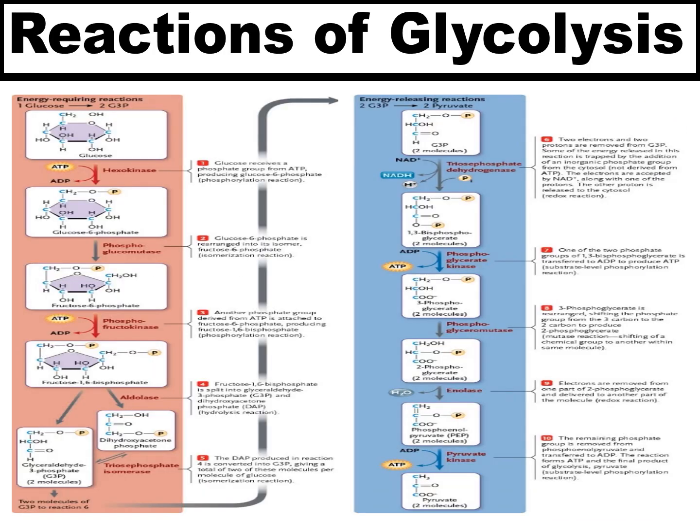This slide shows the 10 individual reactions in glycolysis, and also shows the chemical structure of the intermediates in the glycolytic pathway.